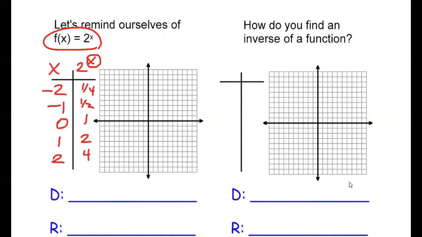-2, 1/4, and this is going to be rather difficult because it's so tiny. And then -1, 1/2 is somewhere around in there. And then 0, 1 is there, 1, 2 is there, and 2, 4 is about right there. Okay. I should have made a bigger graph, but it's really hard on my tablet to graph this.